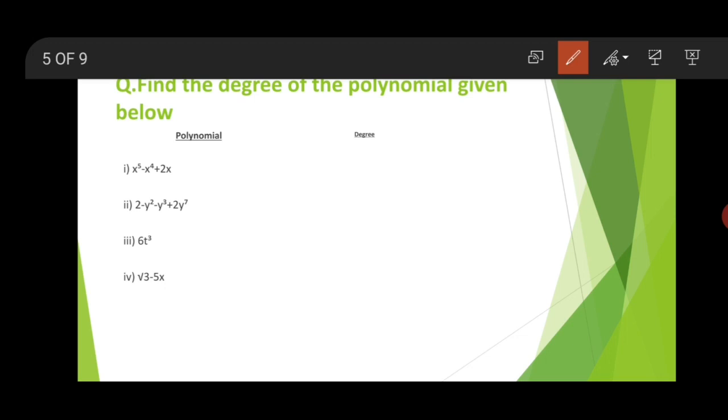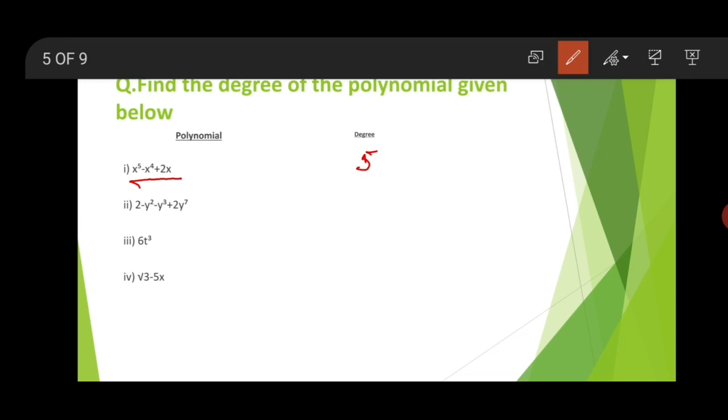Example 1, x power 5 minus x power 4 plus 2x. What is the degree? Degree means what? The highest power of the polynomial. Here, what is the highest power of the polynomial? Yes, can you tell me? Okay, very good. 5.